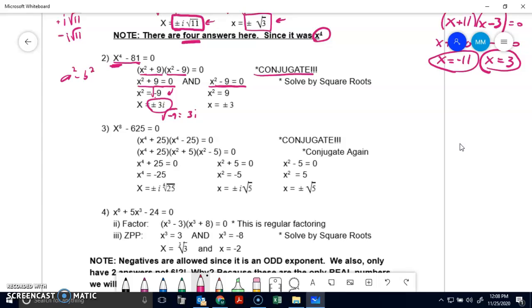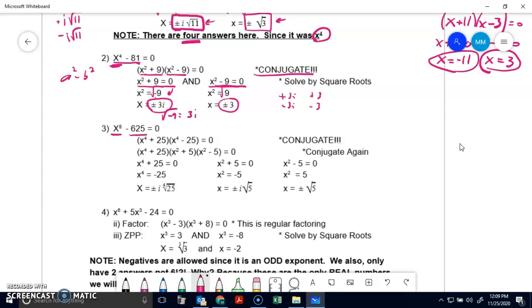Over here, I would add 9 over and then take the square root. Square root of 9 is plus or minus 3. So I get plus 3i, minus 3i, plus 3, and minus 3. 4 answers. I can do the same thing with higher order polynomials. We aren't going to do much with this, but I do want to show you one.